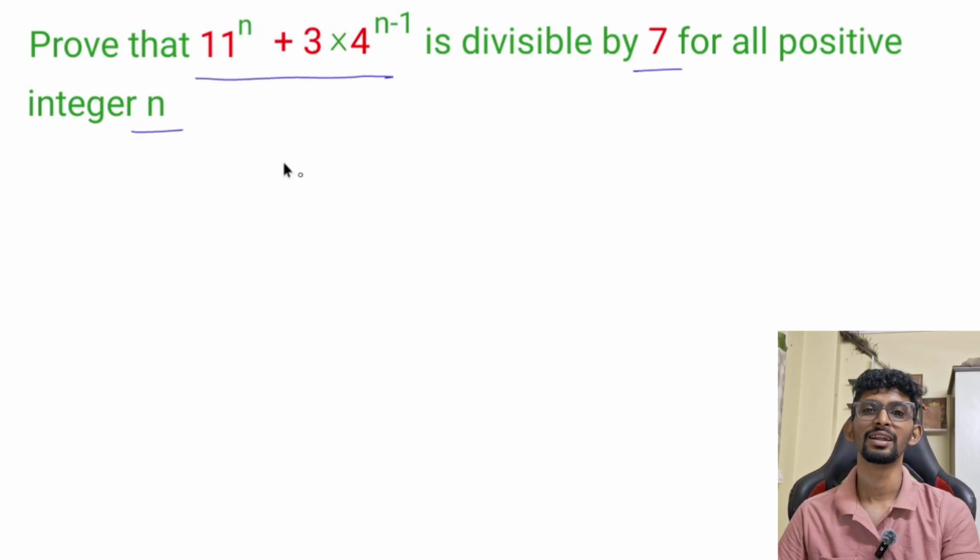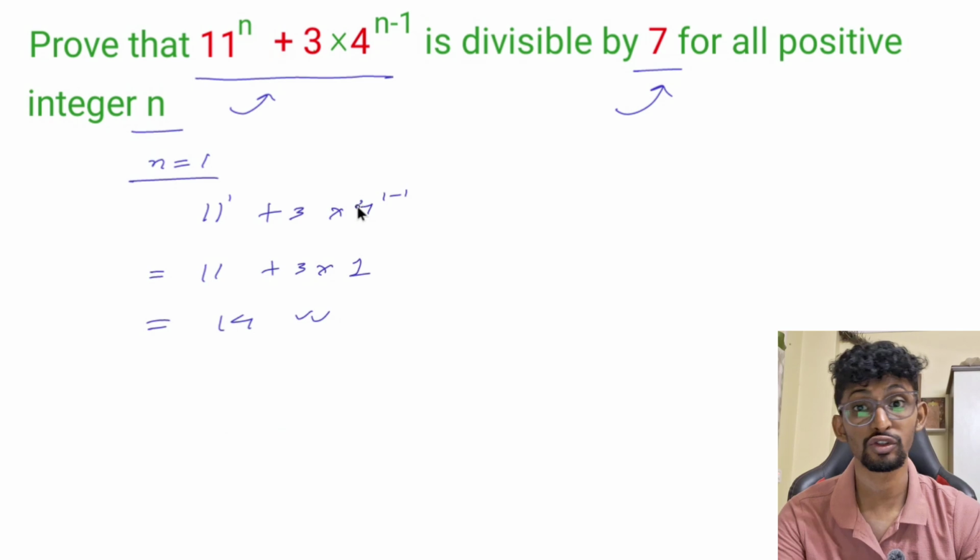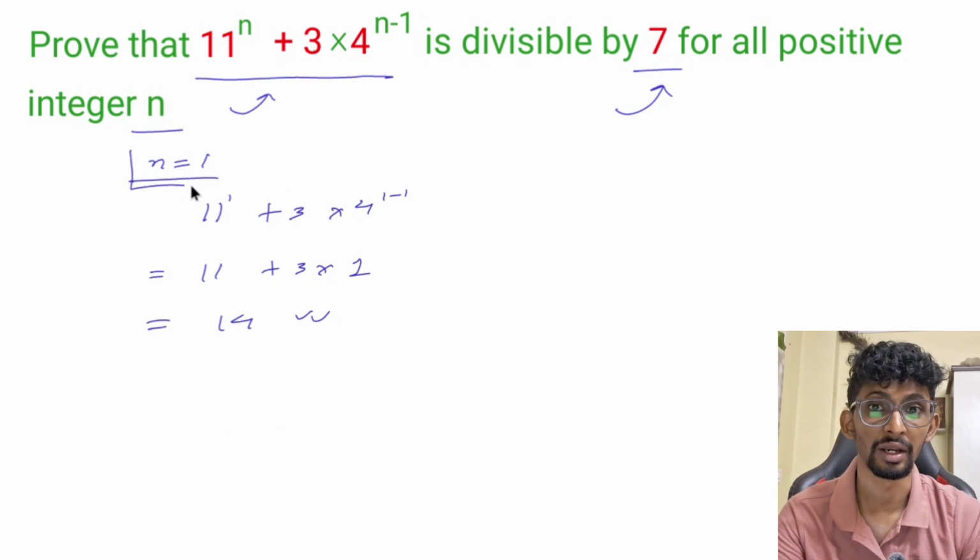So let's do one thing. Let's first check for n equals 1. Now for n equals 1, the given expression will be 11 raised to the power 1 plus 3 times 4 raised to the power 1 minus 1. So this will become 11 plus 3 times 4 raised to the power 0, which is 1. So 11 plus 3, that is 14, which is divisible by 7. So we can say it is true for n equals 1.